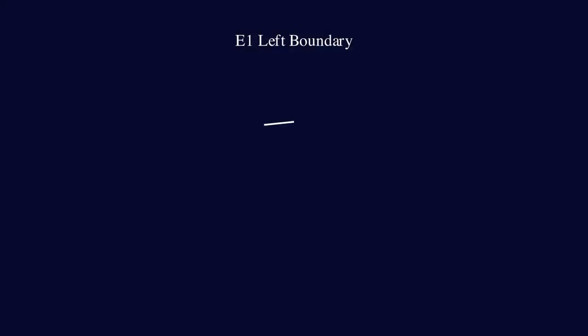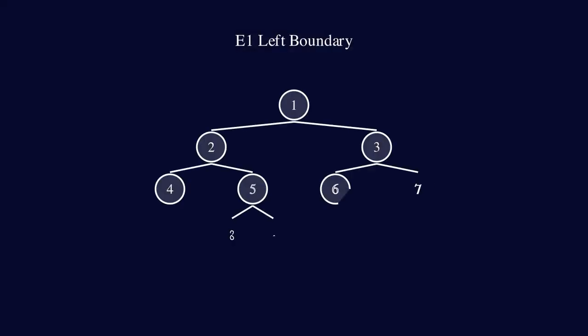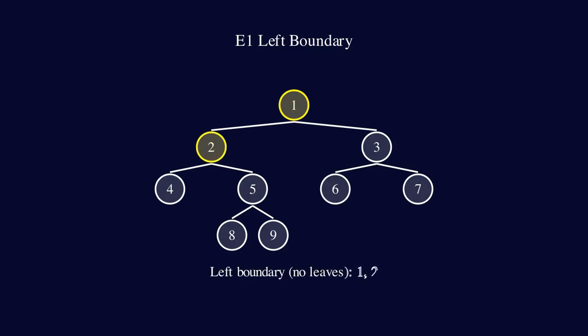For example 1, we trace the left boundary. Start at the root, 1, then move down to 2. We stop before 4 because it's a leaf. So the left boundary, excluding leaves, is 1 and 2. That's our left edge for this tree.